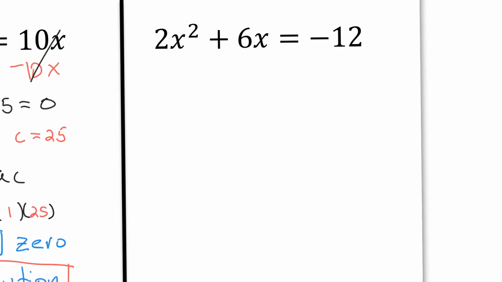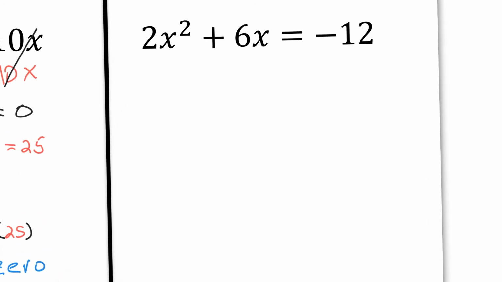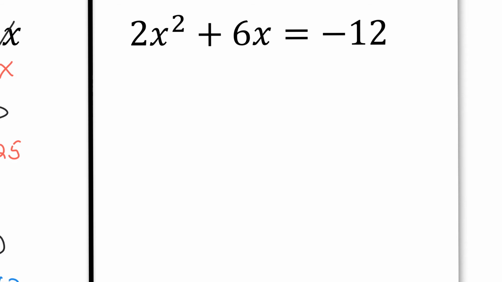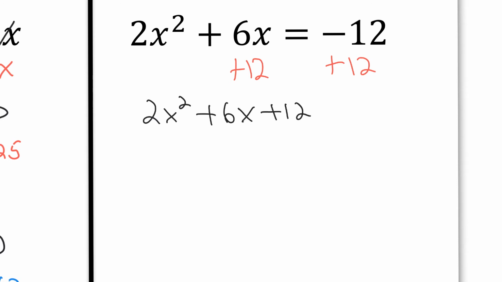And here we have 2x squared plus 6x equals negative 12. So first of all, let me just move everything to one side equal to 0. So I'm going to do the opposite of the minus 12. So that's going to be a positive 12 here. I'm going to add 12 over here. So we have 2x squared plus 6x plus 12 equal to, cancel this out, 0. Now we can find the a, the b, and the c. So a is 2, the one with the x squared, b is 6, the one with the x, and c is 12, the one with the constant.